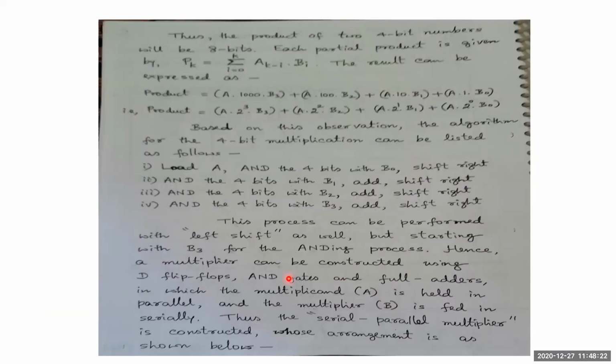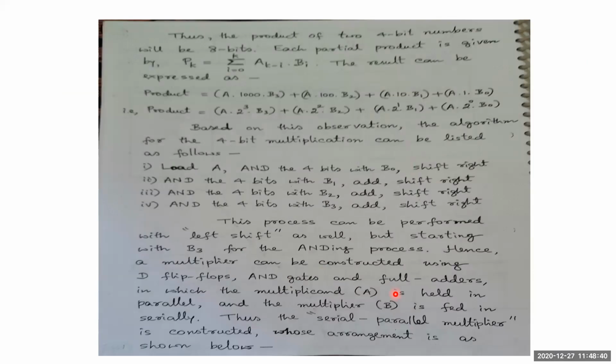So B3 will be done, and hence a multiplier can be constructed. Now we are coming to the construction part. This multiplier can be constructed with the help of D flip-flops, AND gates, and also full adders. Why are we trying to use a full adder here? Definitely you will be getting 3 inputs which are to be added. So therefore you cannot use a half adder here.